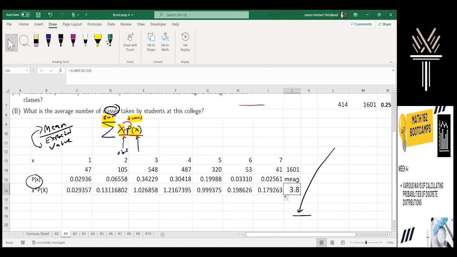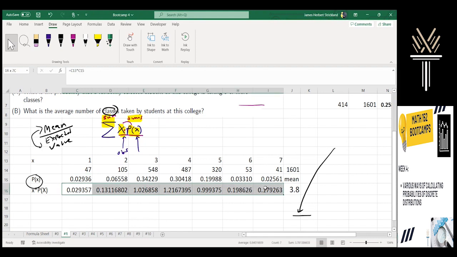And so there's the actual information that we're looking for. If I check, my P of X is still done the same way. All that I changed was X times P of X. I changed what I'm trying to observe. I'm trying to observe the classes. And so I should have done classes and my probability.